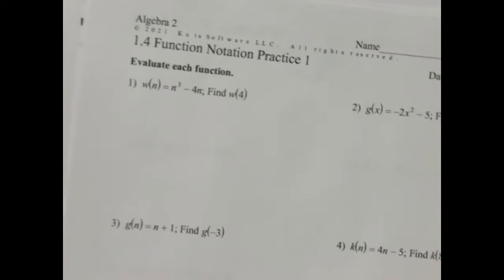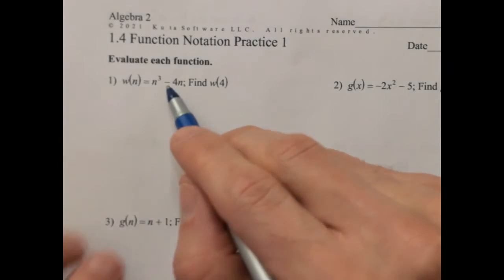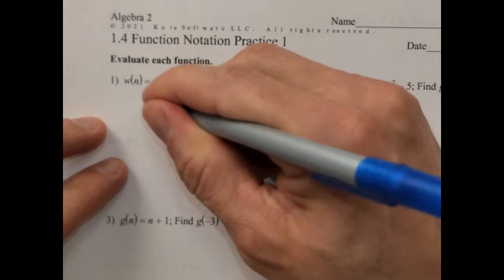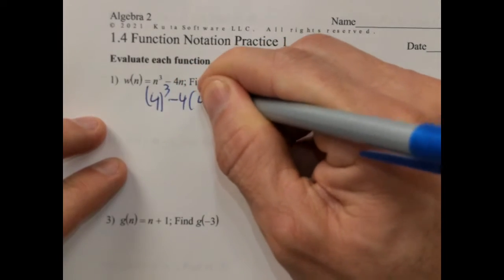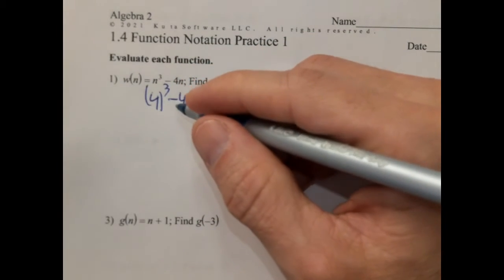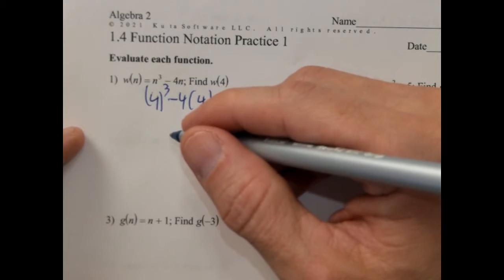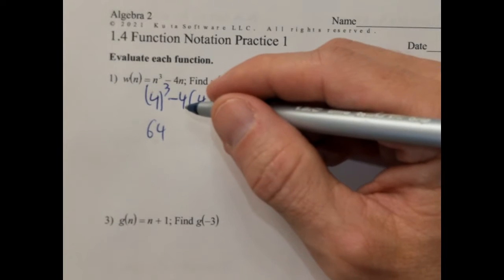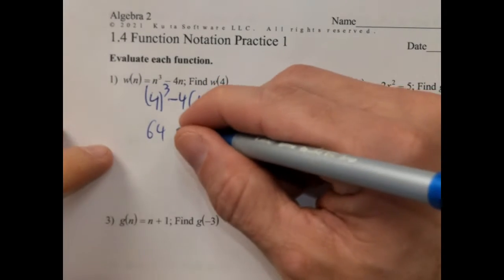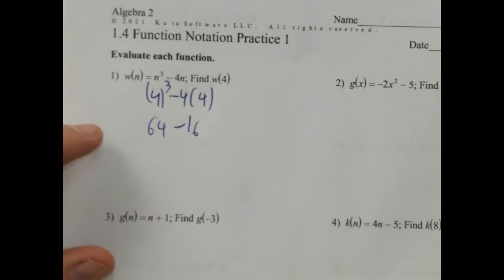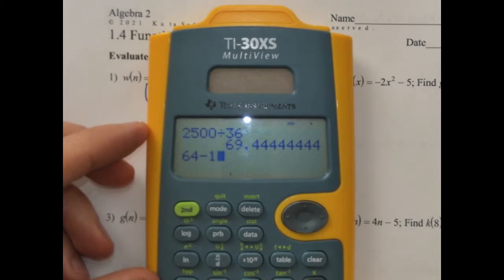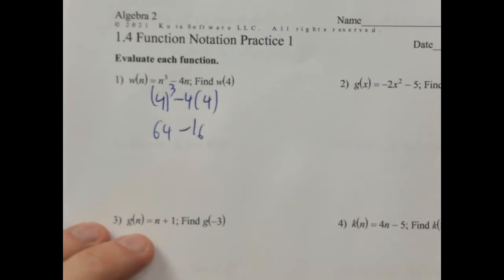Alright, so we're going to just jump right in. w of n is equal to n cubed minus 4n. Find w of 4, so we're going to plug in 4 for n. 4 cubed: 4 times 4 is 16, and 16 times 4 is 64, because 16 times 2 is 32. Minus 16. 64 minus 16 is 48. Let's double check. Yep, 48.